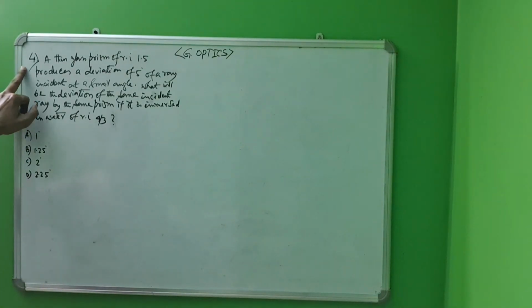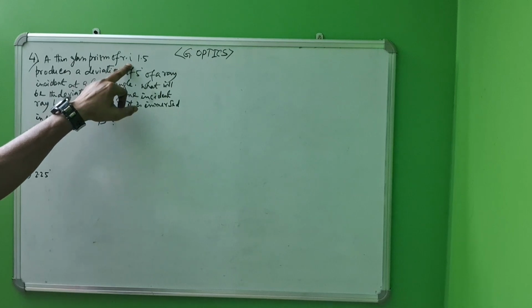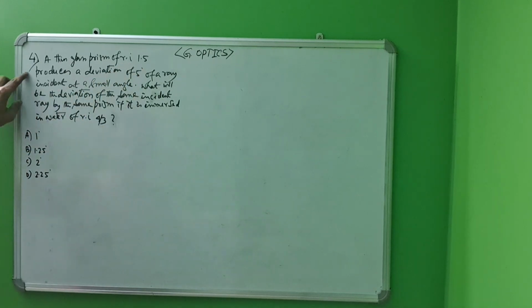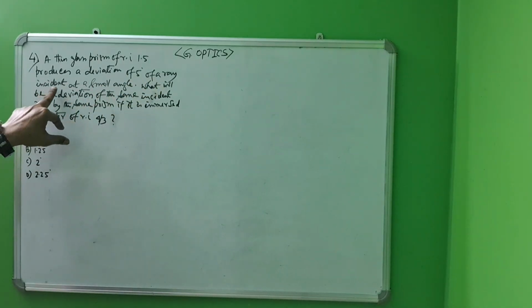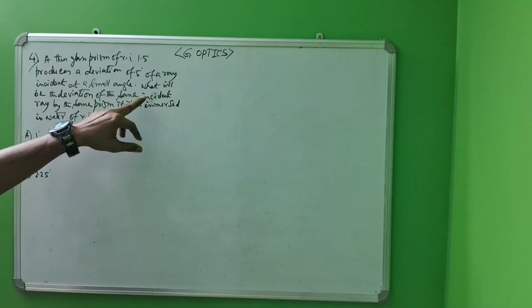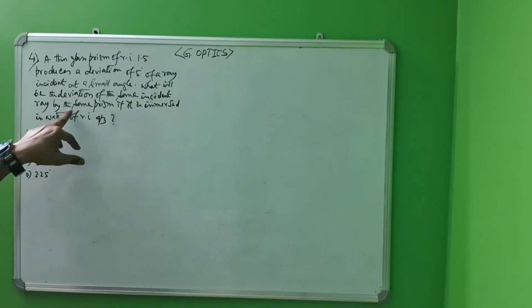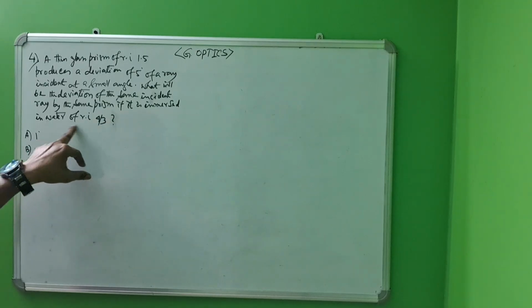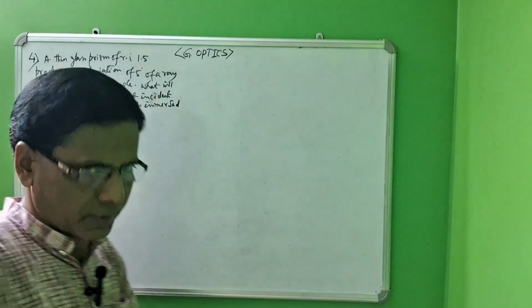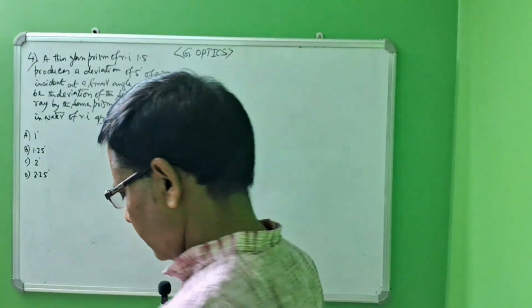Number 4, a thin glass prism of refractive index 1.5 produces a deviation of 5 degree of a ray incident at a small angle. What will be the deviation of the same incident ray by the same prism if it is immersed in water of refractive index 4/3? So this is a question.